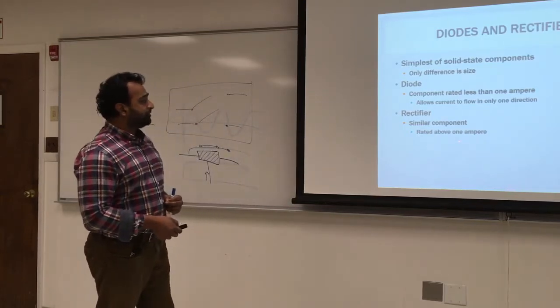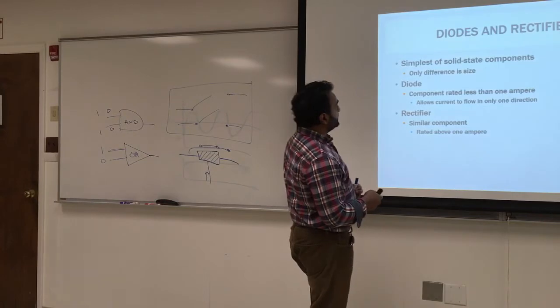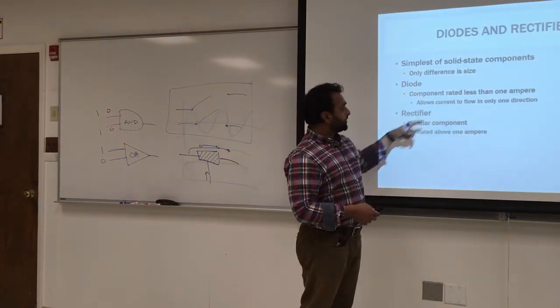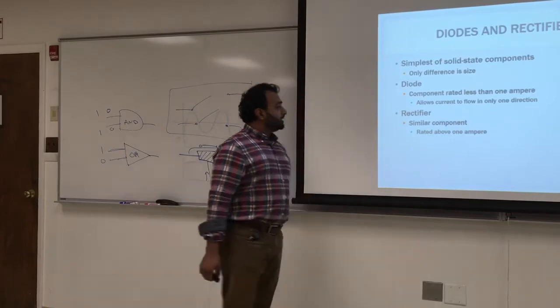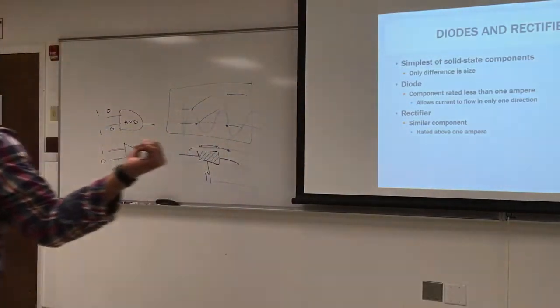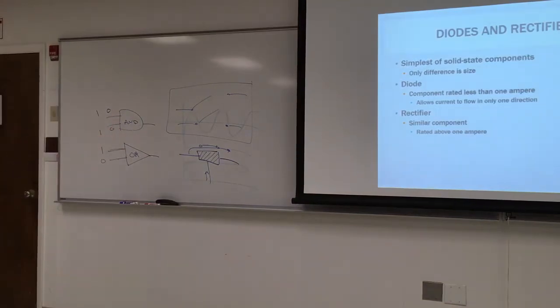So diodes and rectifiers have similar components. They are rated above 1 ampere. That allows the current to go only in one direction. Rectifiers, again, have more capacity than a diode, and they are used for power conversion.